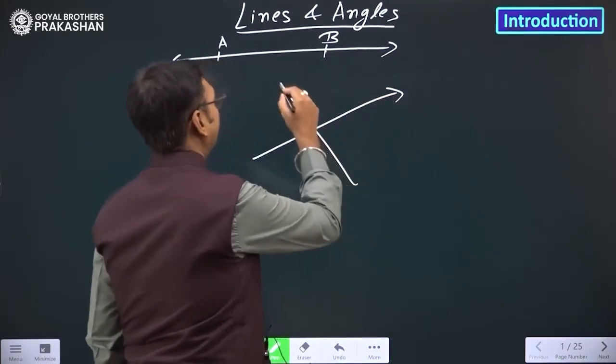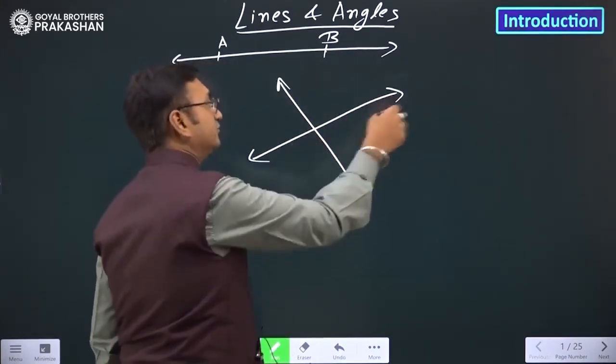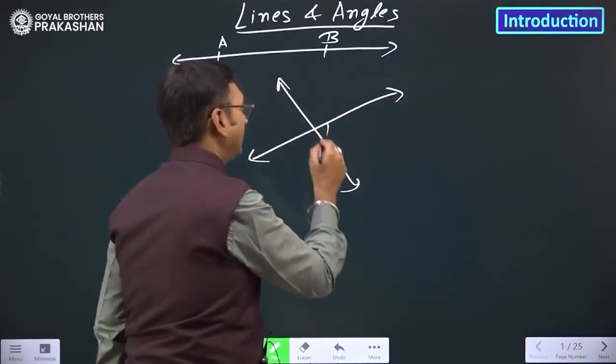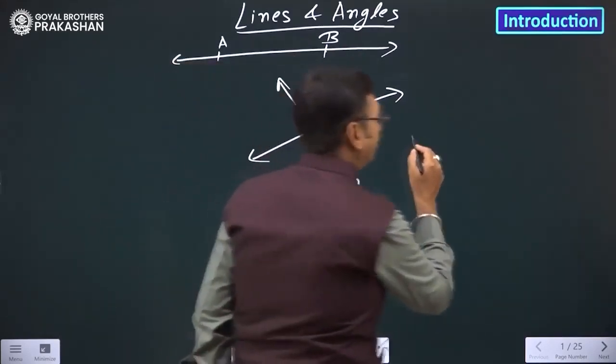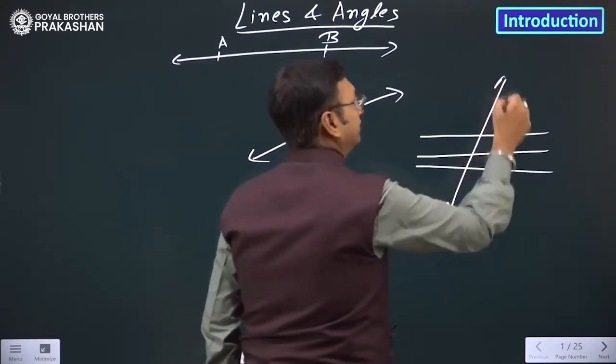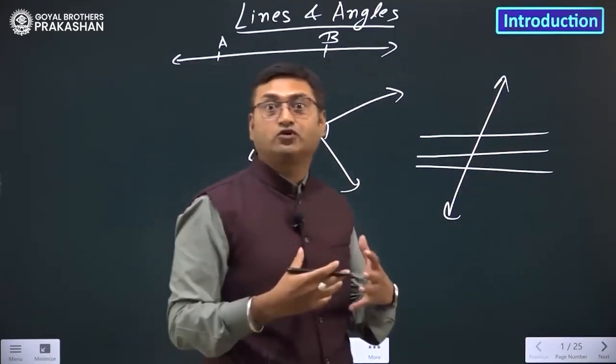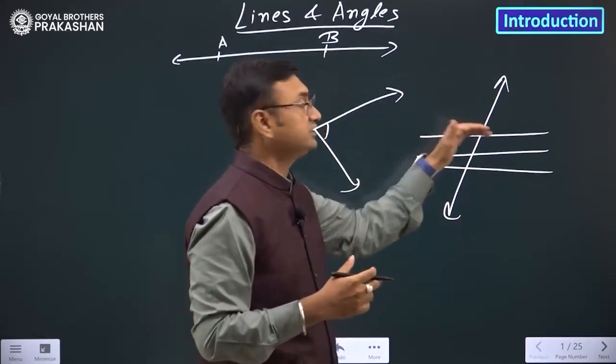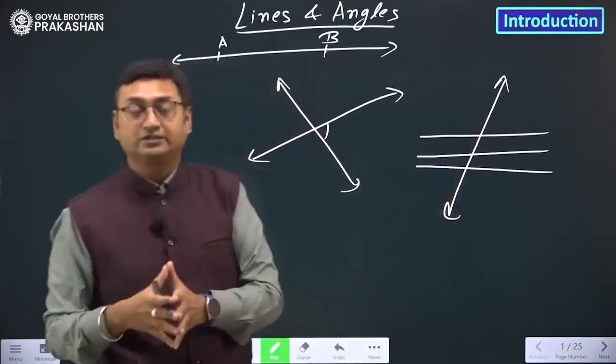Let's say this is one line, this is another line. Here we have angles. If we have parallel lines and one line intersecting them, then we have properties of the angles formed because of this transversal which is intersecting different lines.